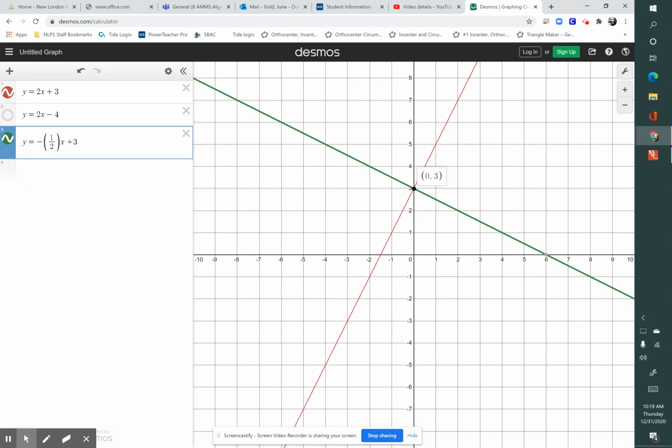Now, let's add back in the y equals 2x minus 4. There it is. And you'll see that the green graph is the negative reciprocal, or is perpendicular to both the blue and the red graph. So because the blue and the red graph have the same slope, that slope of 2, which we see in their equations here and here, the green line with the negative reciprocal slope of -1/2 crosses both of those lines.